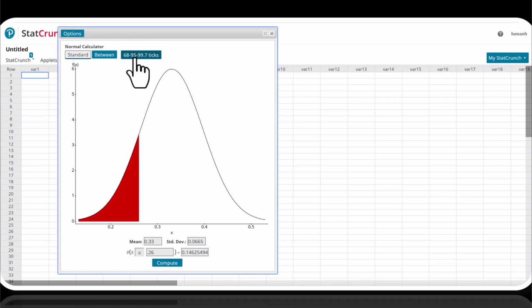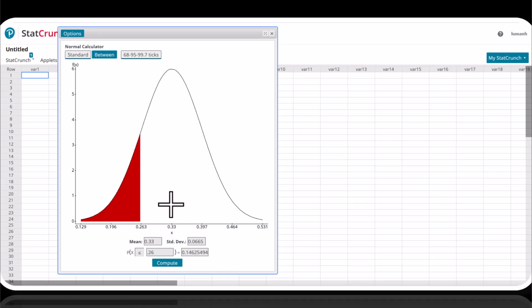The other thing I love about StatCrunch, I think it's superior, is if I click on this one, it shows me the mean right in the middle of my data: my population proportion, 0.33. That's the expected value. So the probability that less than 26% of this sample of 50 people frequently experience stress is around 14.6%.